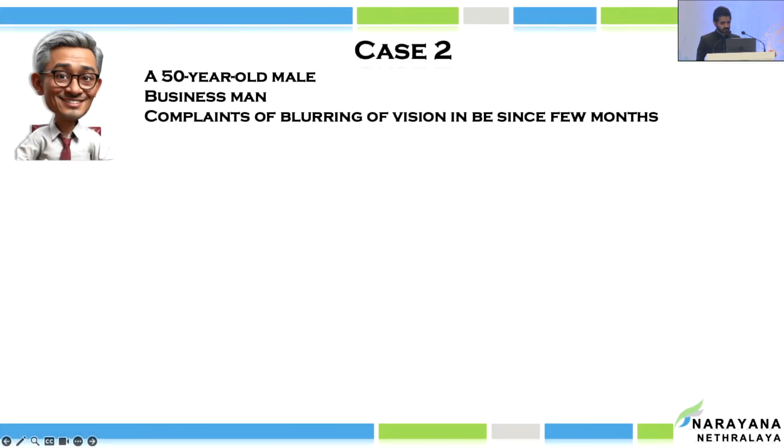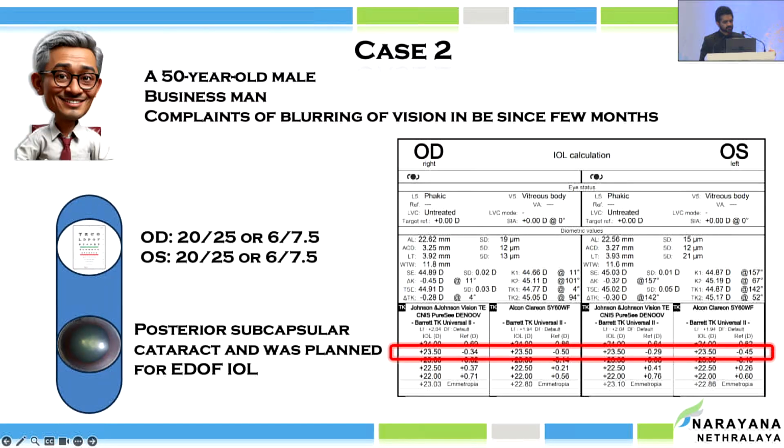This is case 2, again, a businessman who used to drive a lot, so he was very concerned that he didn't want too much glare and halos, but wanted good quality vision for intermediate and near too. And here again, we went ahead with basically the first minus, that is minus 0.34 in one eye, and the other eye was minus 0.29.